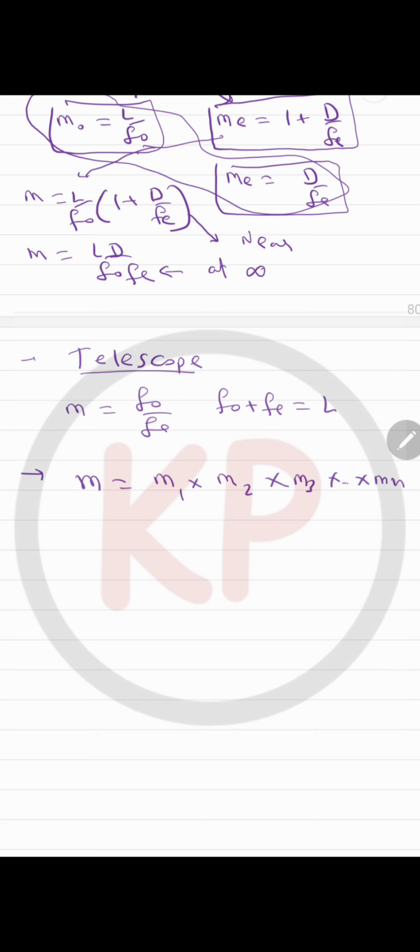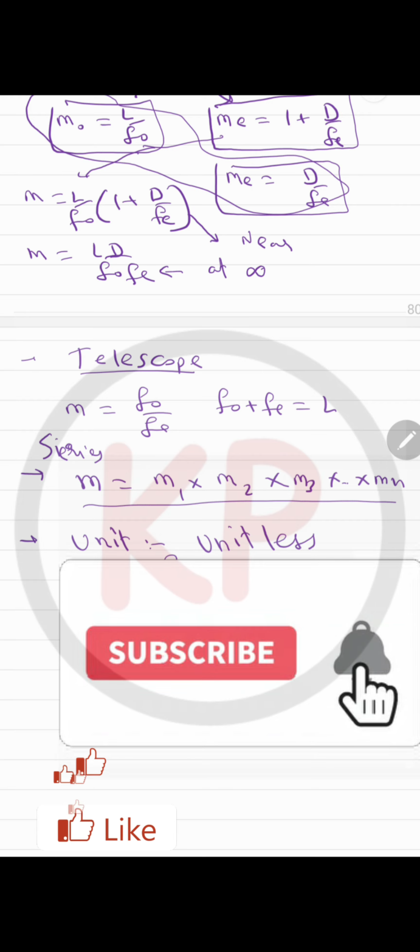So in case of series connection of lenses, magnification always multiplies. We forgot the unit. The unit of magnification, see, it is actually the ratio of height of image to the height of object, or we can say V by U. It is unitless and dimensionless.